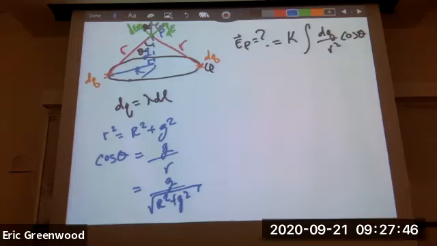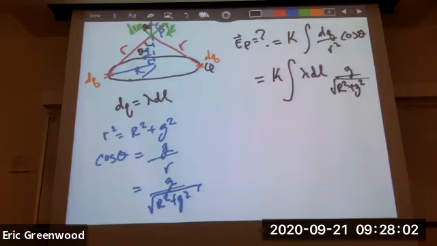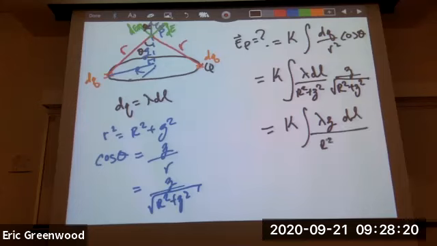Now, let's put everything together. So this says that my electric field contribution is going to be equal to k times the integral of dq, which is now lambda dl, times cosine, which is z divided by the square root of R squared plus z squared, and then this is divided by r squared, which is another R squared plus z squared. Or let's rewrite this. This is then equal to k times the integral of lambda times z dl divided by R squared plus z squared, all raised to the 3 halves.